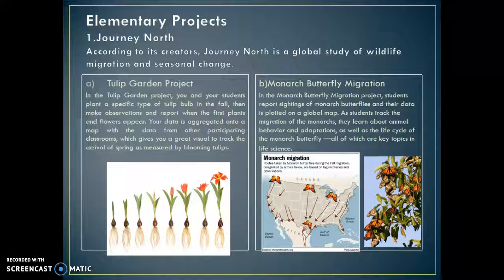So let's start with Journey North. Journey North is a global study of wildlife migration and seasonal change. One of the Journey North projects is the Tulip Garden Project, where students plant a specific type of tulip bulb in the fall, then make observations and report when the first plants and flowers appear. Your data is aggregated onto a map with the data from other participating classrooms, which gives you a great visual to track the arrival of spring as measured by blooming tulips.